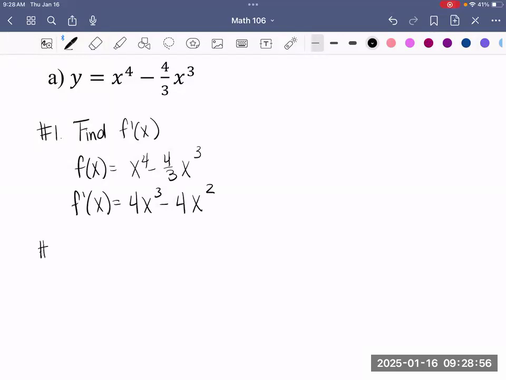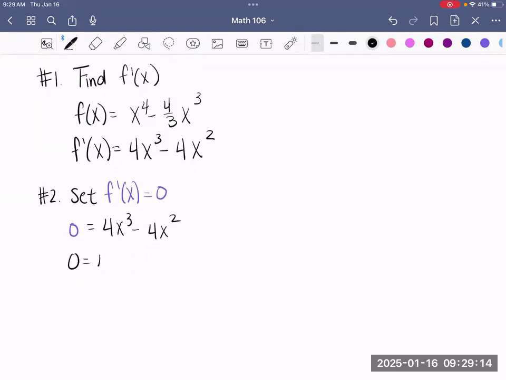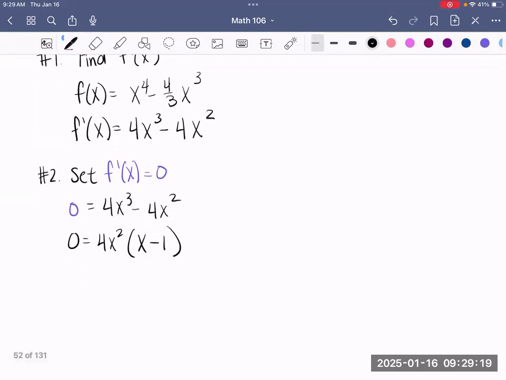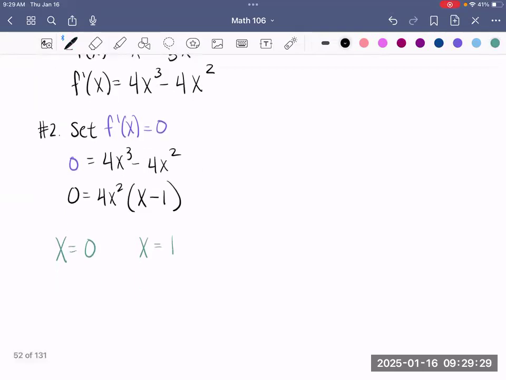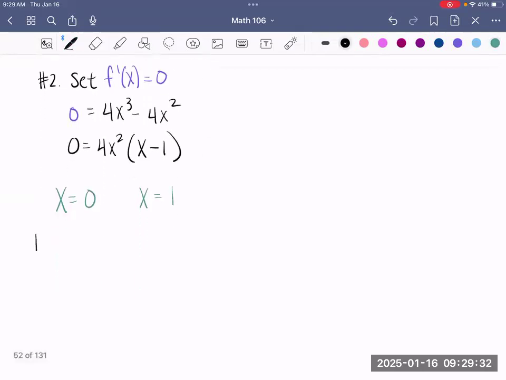Next, we're going to set your first derivative equal to 0. So we have 0 is equal to 4x cubed minus 4x squared. They both have a 4 and an x squared in common, so we take out an x minus 1. So your x is equal to 0 and x is equal to a positive 1. So these are your critical values.